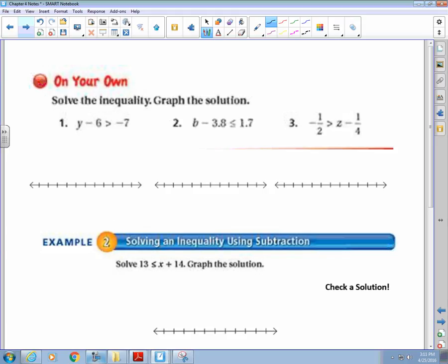So in order to undo what I see here, I have a minus 6 with my y. So I'm going to add 6 on this side, which means I have to add 6 on the other side. Put a little line through there. And these negative 6 and positive 6 are going to cancel out. All I have left is y. I keep my greater than sign. And negative 7 plus 6 is equal to negative 1. So y is greater than negative 1.